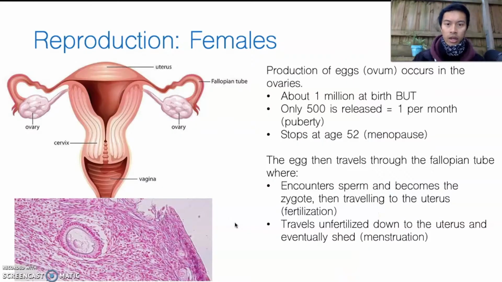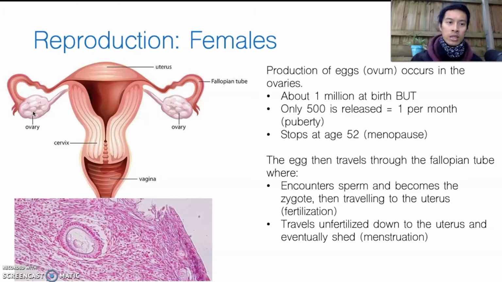So here is a front-on view. Production of the egg or ovum occurs in the ovaries, right about there. Now, females are a little bit different from males in the sense that production of eggs actually occurs at birth. So a female is actually born having already produced all of her eggs, whereas males produce sperm continuously. She produces about 1 million at birth, but only 500 of those eggs will actually be released and are viable to conceive. If you do the maths, 500 from the time of puberty and stopping at the age of 52, roughly at menopause, is about 1 per month.